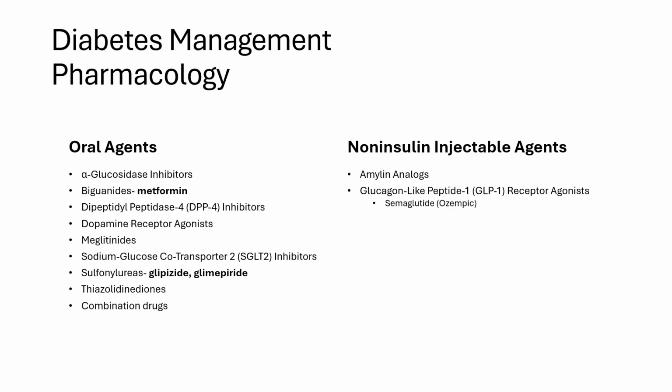Meglitinides: their action is to increase insulin production from the pancreas, and they have a rapid onset and decrease the risk of hypoglycemia. Some patient education for this one is to take it 30 minutes to just before each meal to mimic the normal response to eating. Do not take it if you have skipped a meal. So those are a couple of the medications.